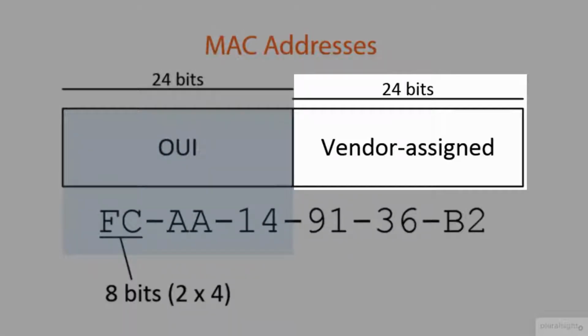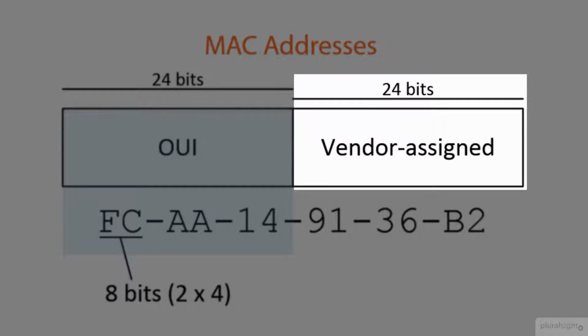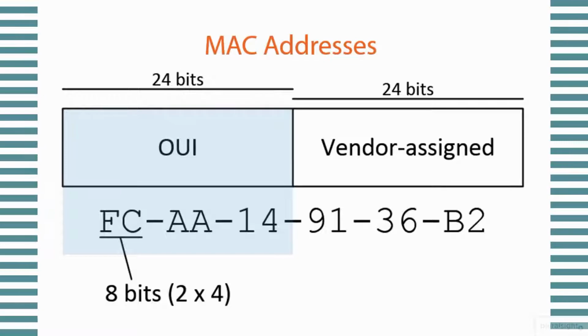So the last 24 bits are vendor assigned. Ultimately, every TCP/IP host will have a globally unique MAC address.